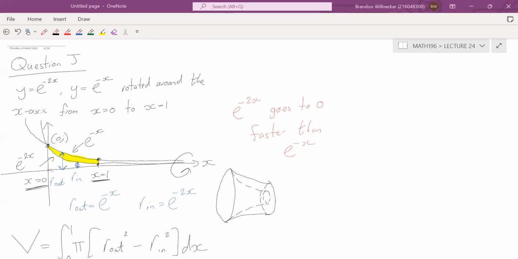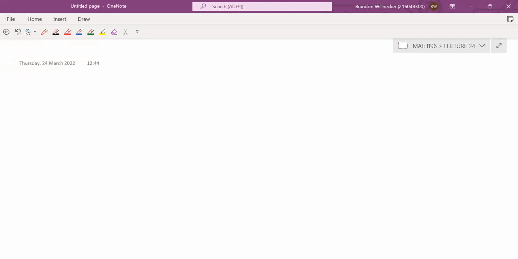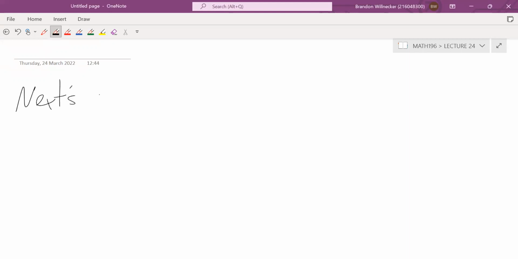Okay, so next week's tutorial quiz, it was only supposed to be on the shell method, but I'm going to make it on the disk method, washer method, and shell method, just so that you can go over the stuff again and then maybe boost your marks for this section. Okay, so let's just make a little note here. So next week's tutorial quiz.